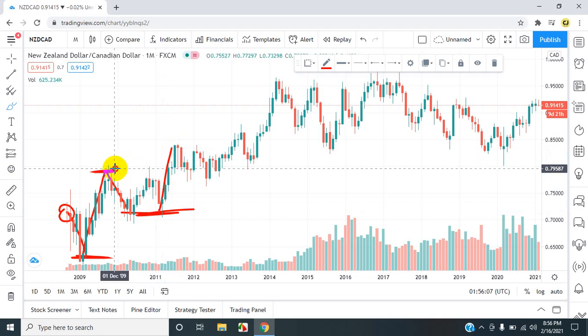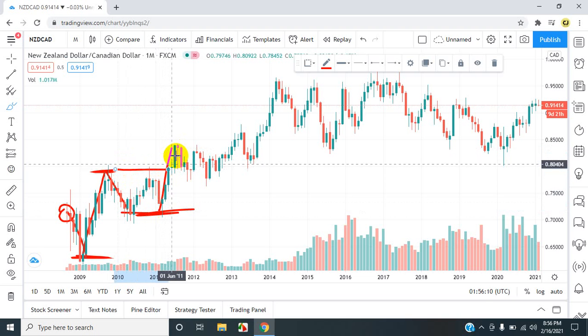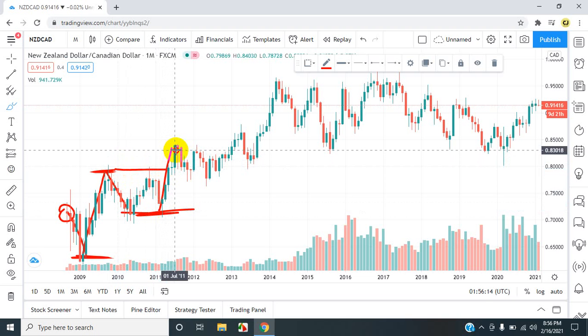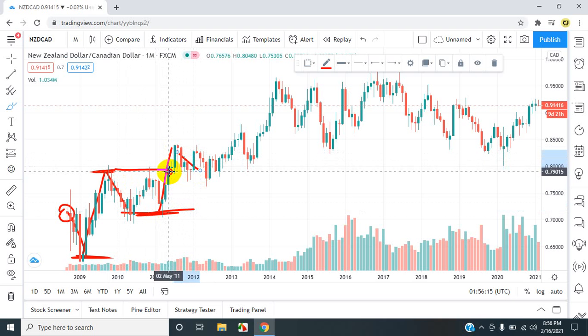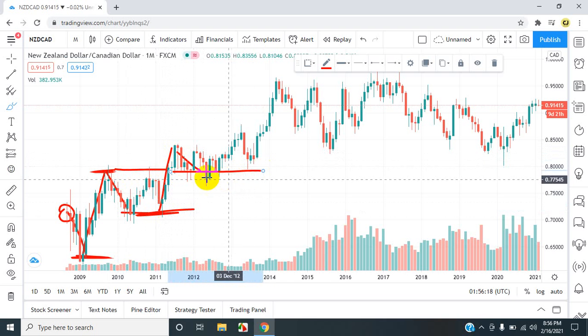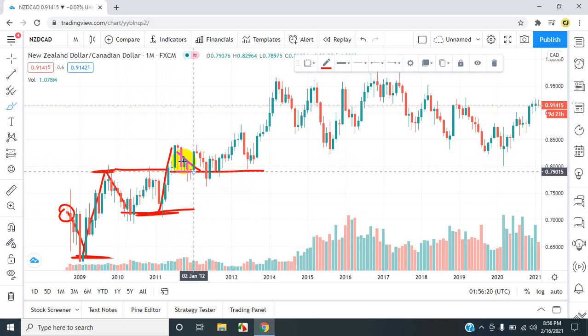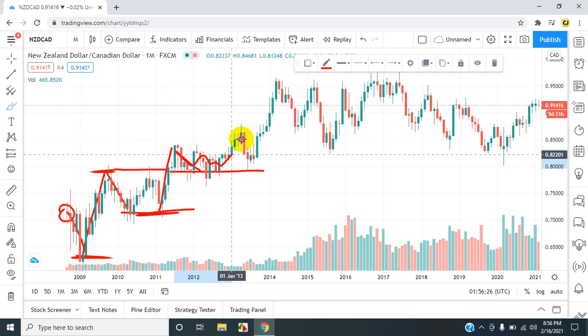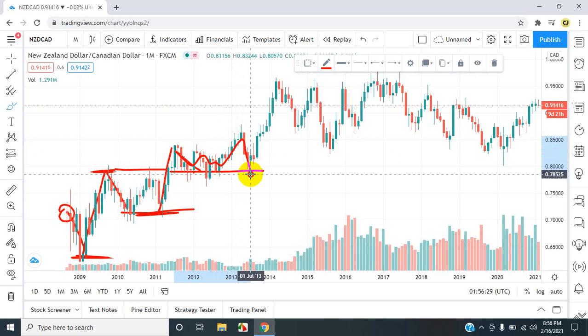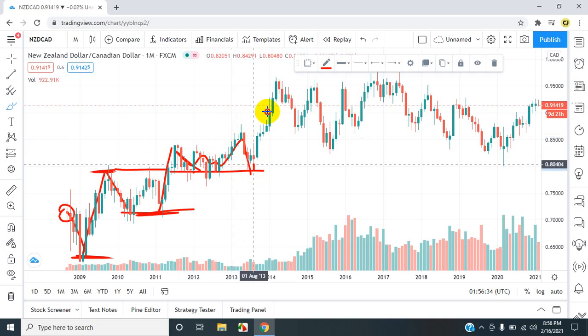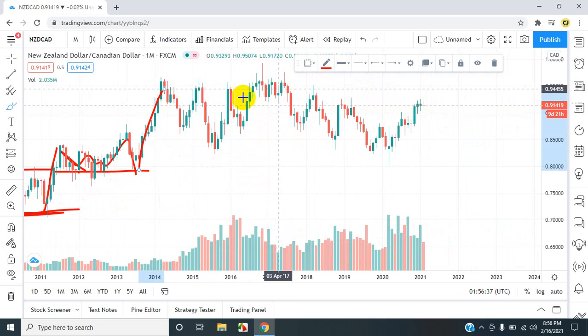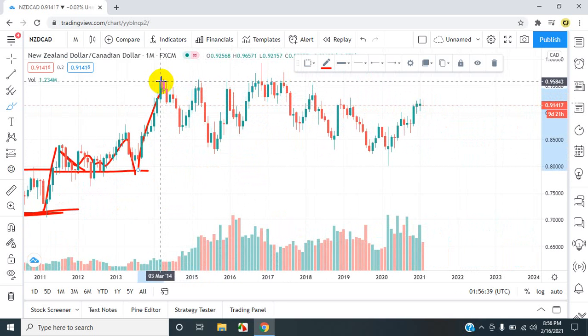broke past previous areas of resistance, price came back down to areas of support, wasn't able to break through, tried once, tried twice, third time came up, pushed up, lost momentum, came back down for a fourth time, wasn't able to break. From there, the market pushed up, created areas of highest highs back in March of 2014.